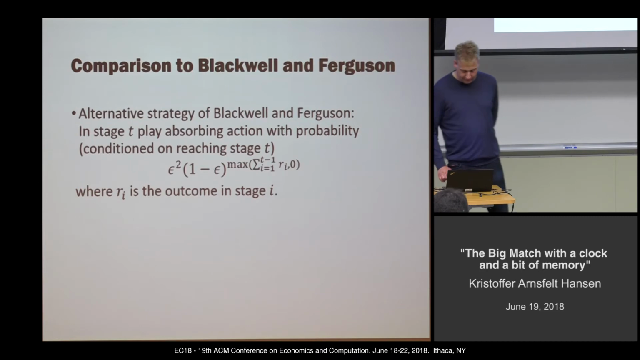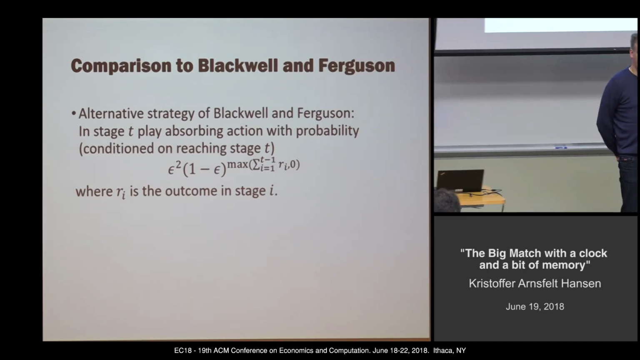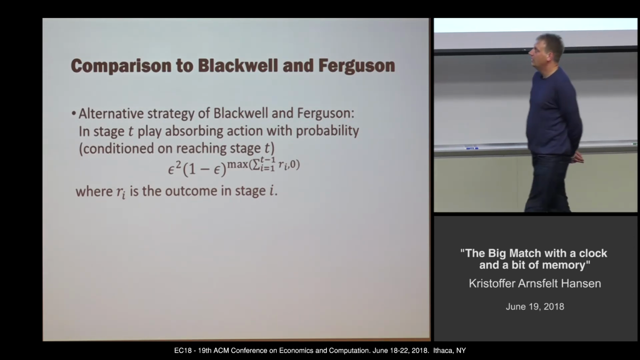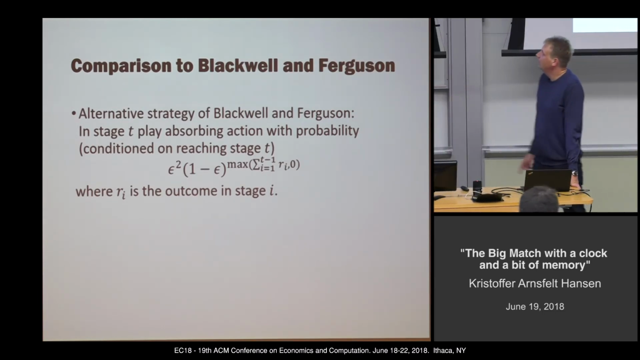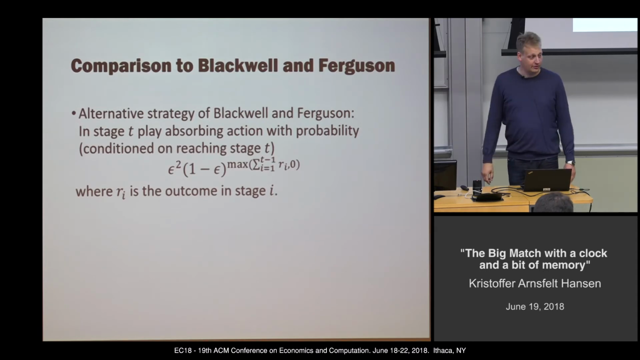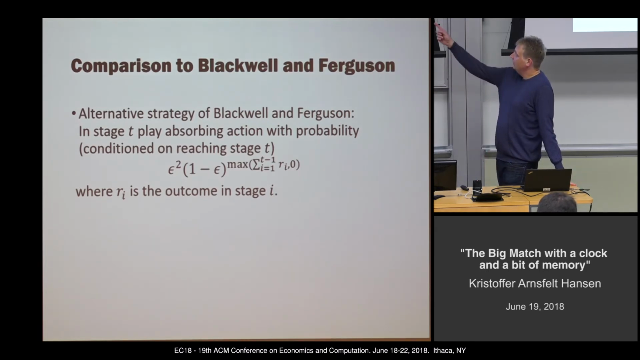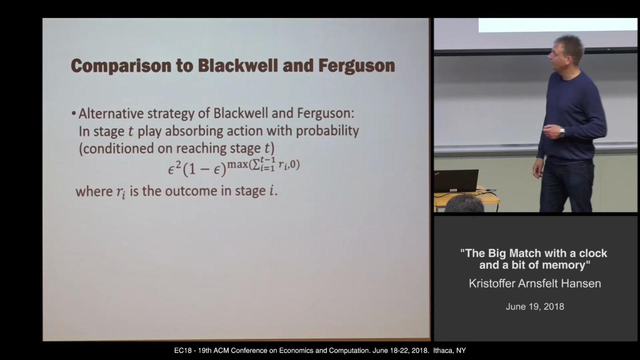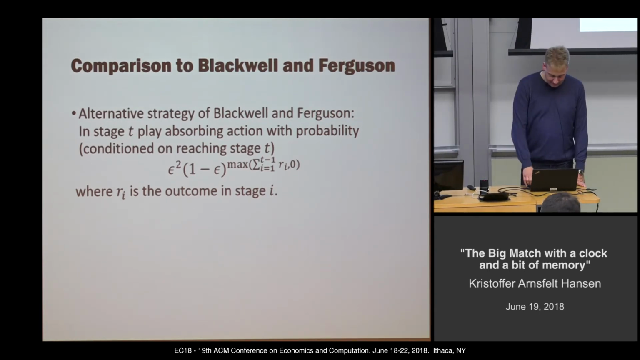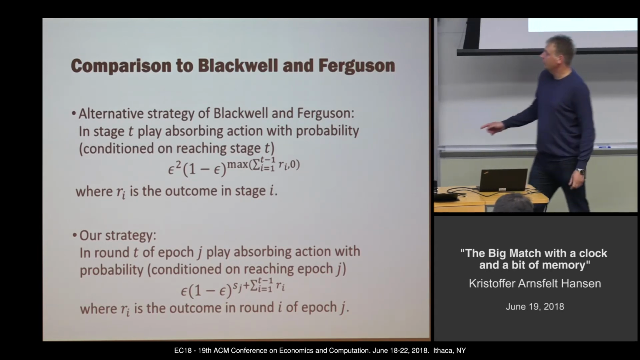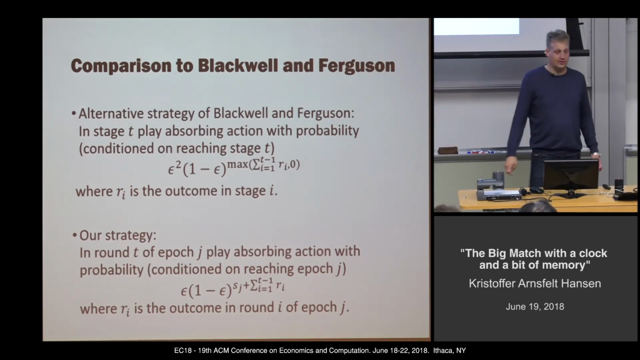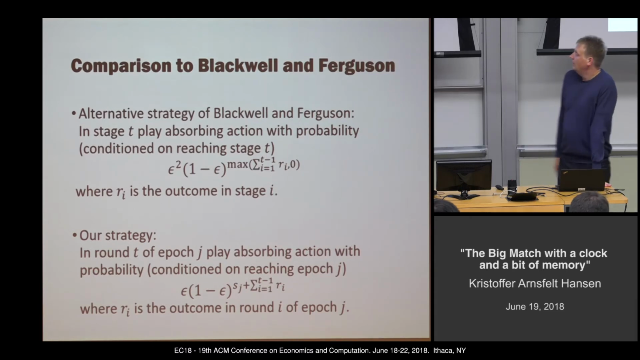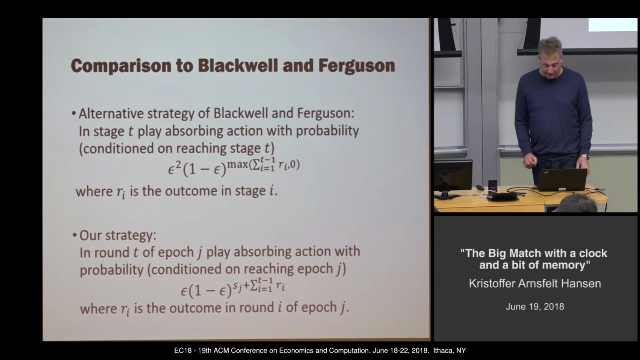And just some more details. Blackwell and Ferguson actually gave several epsilon optimal strategies for the big match. Here's another type of epsilon optimal strategy. It looks a bit like the one we are doing. There's something like 1 minus epsilon to something where you have a sum of rewards. But the important thing is that here there's a lower bound, so you don't put your count less than 0, so there's a max with 0. In our case, we have a counter, but we're going to start it at the actual length of the epoch. And that means that we'll never get down to a count of 0. And it's maybe surprising that that actually works.